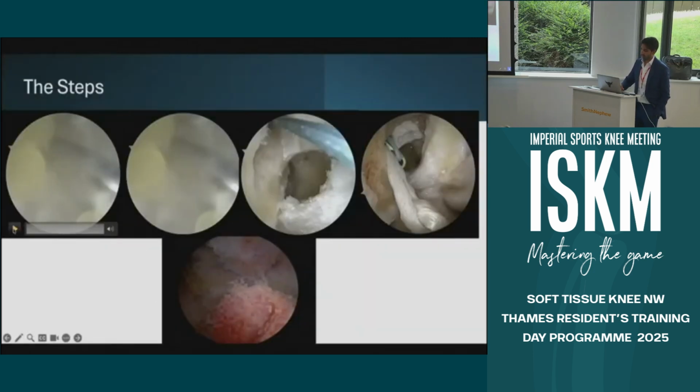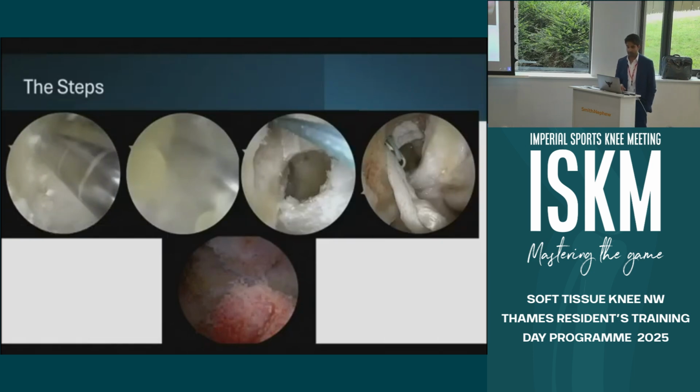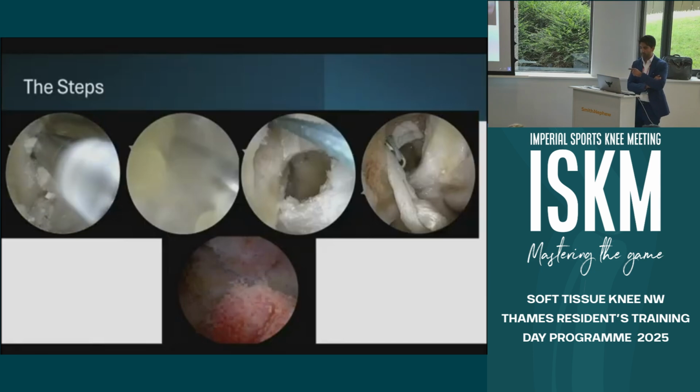So I've got some videos to show you what the steps of it are. So when you've got your tunnel position, you drill the femur first. So this is using the Endobutton technique where we're drilling using a guide wire. And this guide wire is your pilot guide wire where you put it through the center of the hole you're going to put it through.